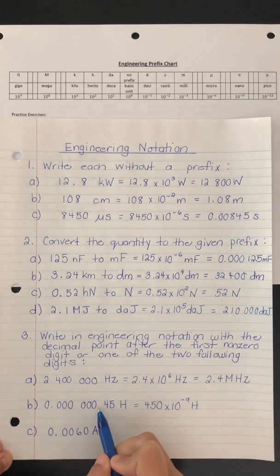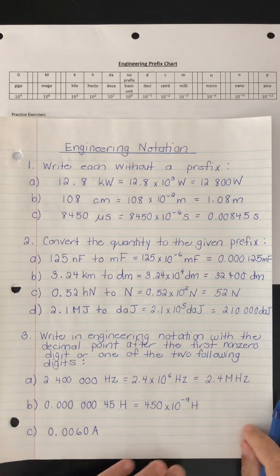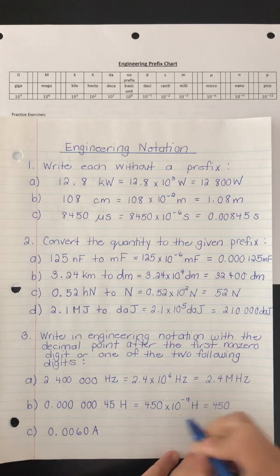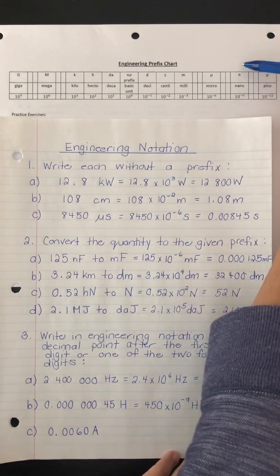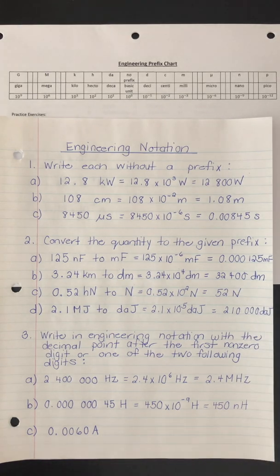3, 6, 9. So we need a 0. 450 times 10 to the -9 henries. And then simply look up -9 in the chart, and it is nano. So we end up with 450 nanohenries.